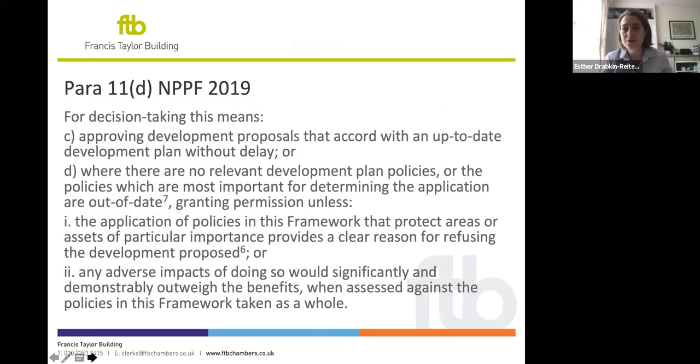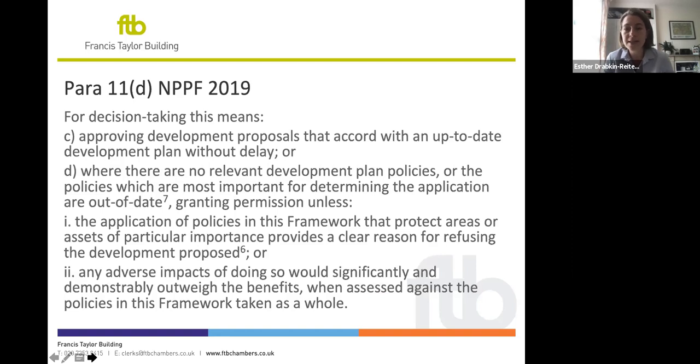So turning first to the actual text as found in the 2019 NPPF, the new tilted balance can be found now at paragraph 11C and D. The tilted balance itself is in 11D, but C is also relevant to its application. So I'm going to deal with specific elements of the test in the slides that follow, but just to note from the text on this slide, paragraph 11C sets out the starting point, which is the primacy of the development plan, where that plan is up to date.